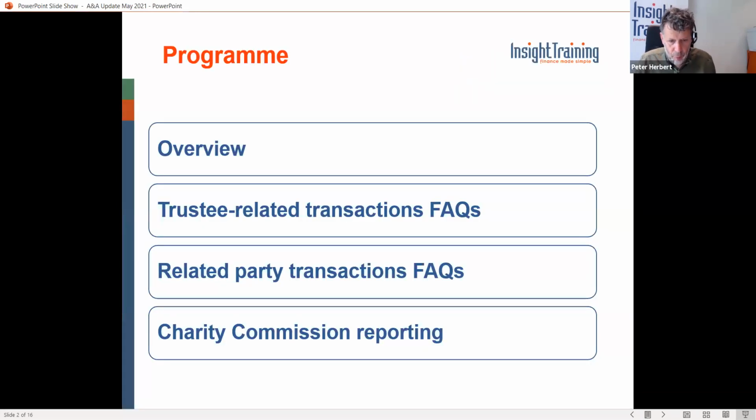Here's the programme. We'll begin with an overview of the disclosure requirements and then look at 6 frequently asked questions, 3 to do with trustee related transactions and 3 to do with other related party transactions. And we'll finish off with a reminder of reporting requirements to the Charity Commission in relation to matters of material significance relevant to this area. Okay, let's begin then with our overview.